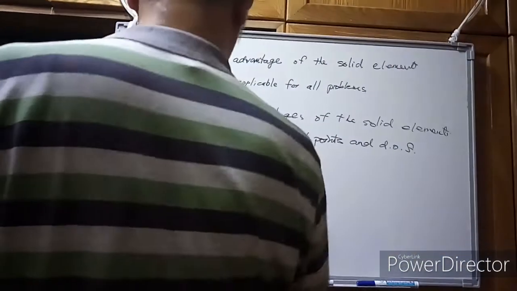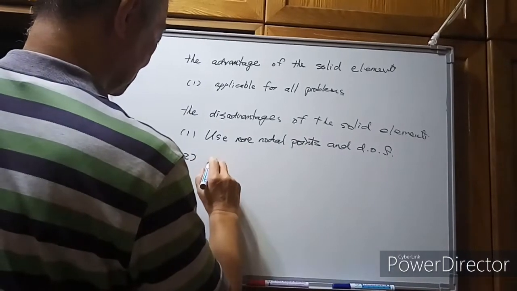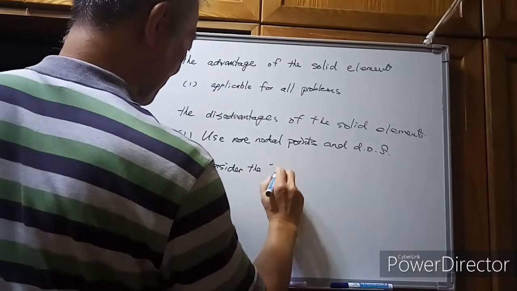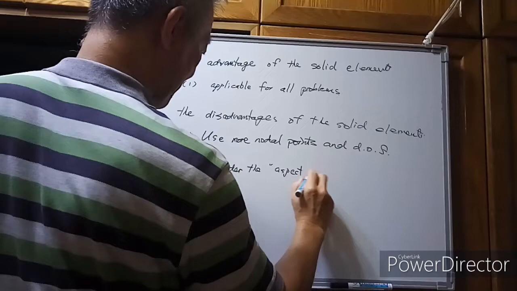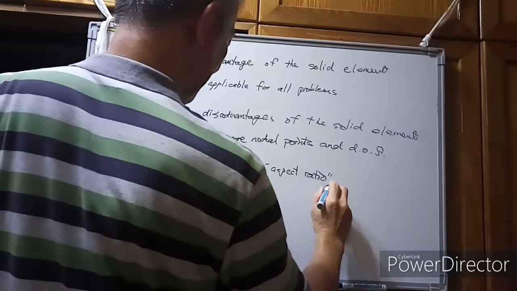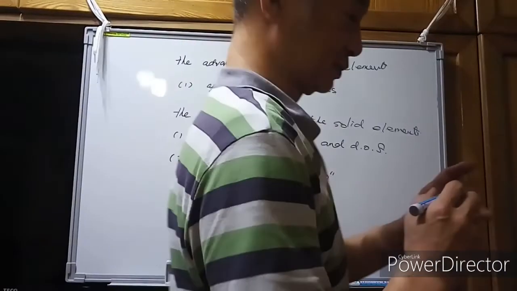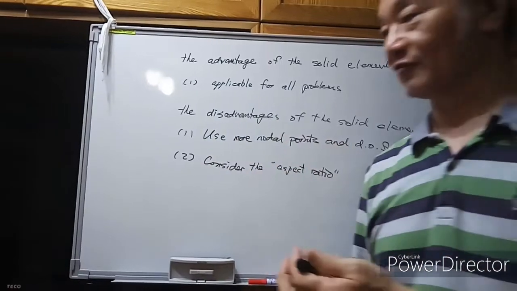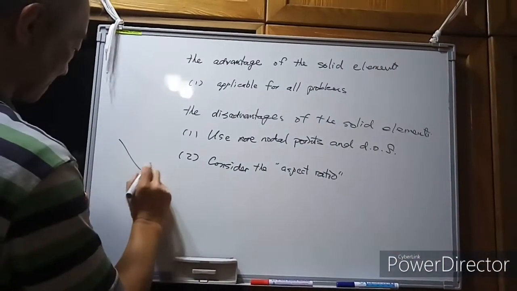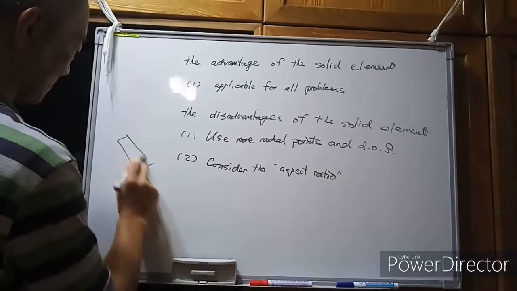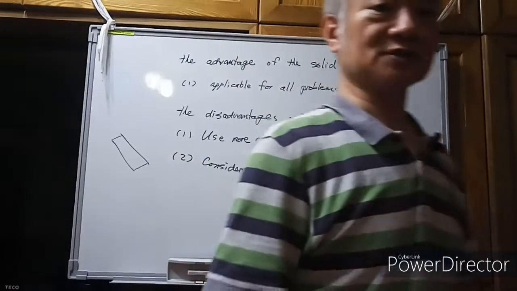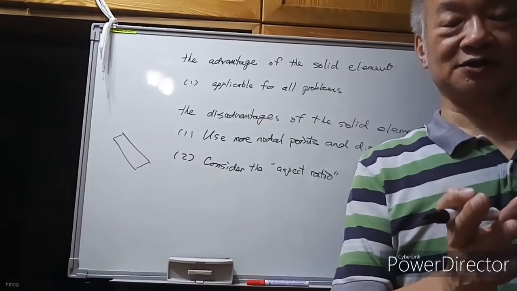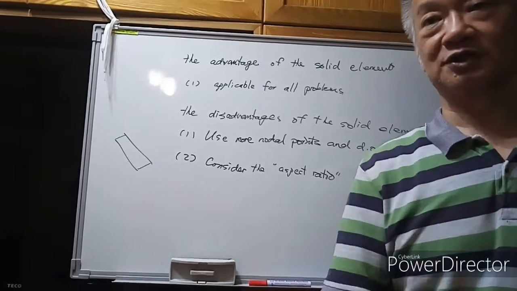And also remember there is a requirement. Okay, what is the aspect ratio? The aspect ratio means the dimensions of an element. Let me take the plane strain problems as an example. But for the solid structures, it is only one more dimension we need to consider.